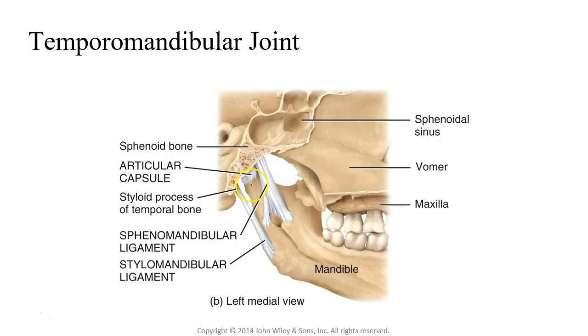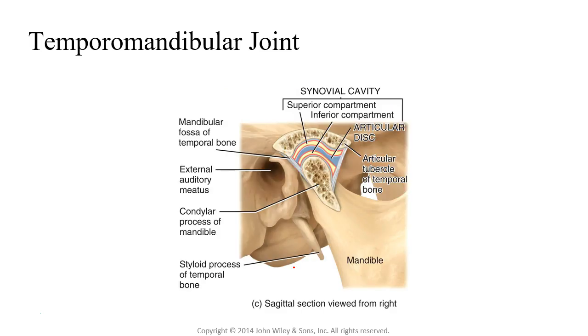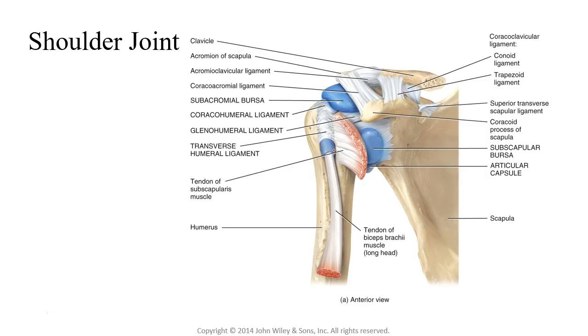Okay. Internal look, sphenomandibular, so sphenoid to the mandible. Then stylomandibular again, styloid to the mandible. Okay, this is a look at the way the articular capsule is arranged.